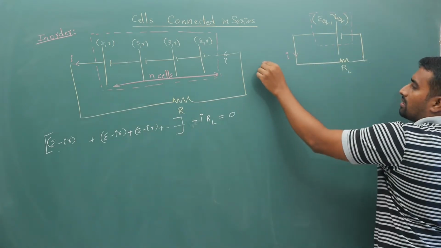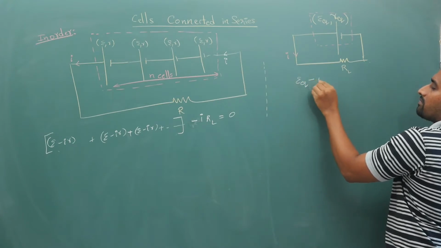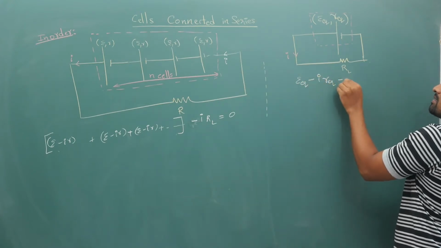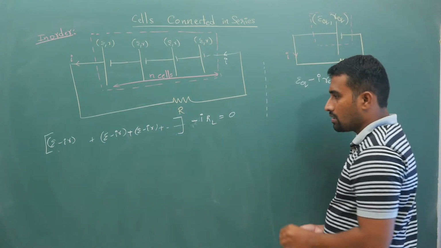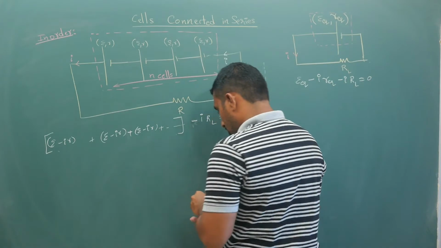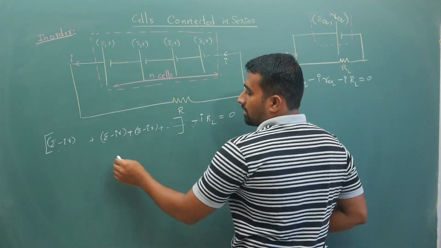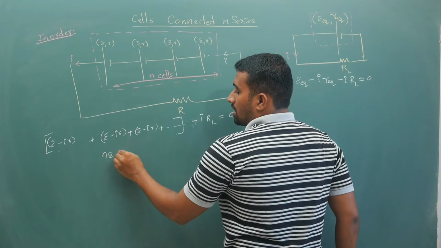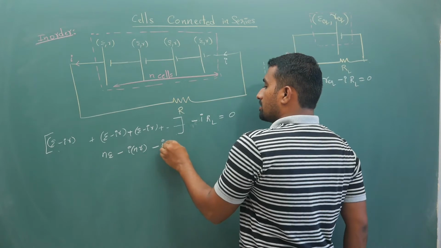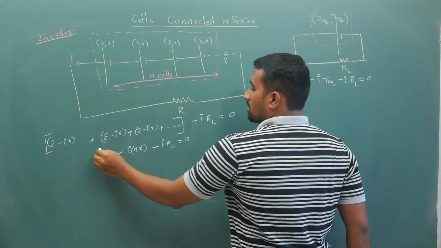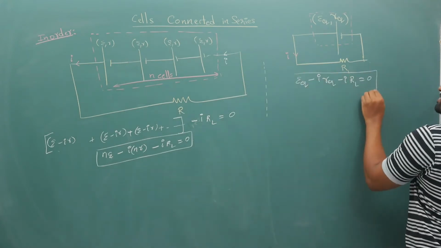If I apply Kirchhoff's law to the equivalent cell, I get equivalent EMF minus I times r equivalent minus I times R load equal to 0. Now, how many cells are there? N cells. So we get nE minus I times nr minus I times R load equal to 0. Now compare these two equations.